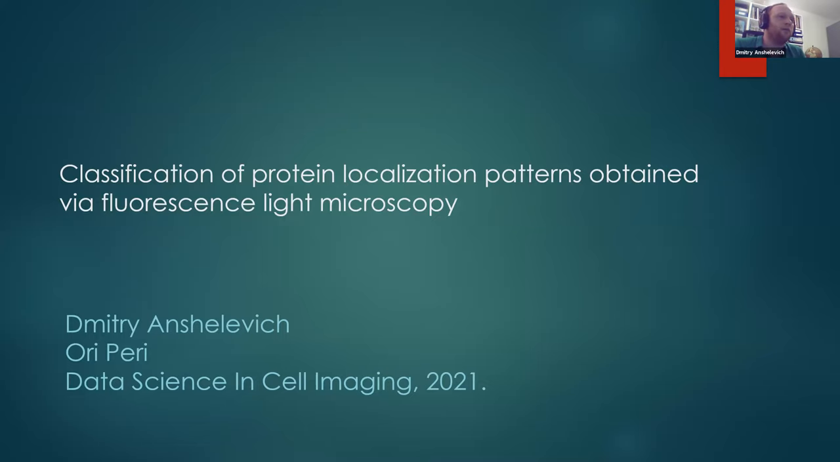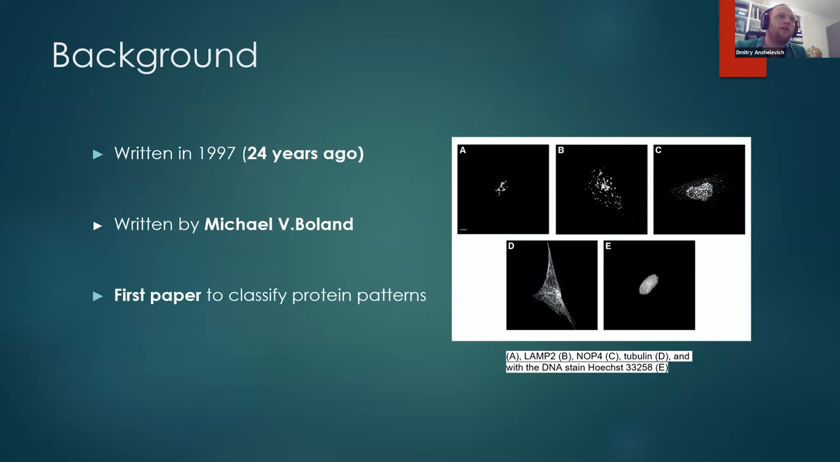Hi everyone, my name is Dmitry, and with me is Ori Perry, and we want to talk with you about an article called Classification of Protein Localization Patterns Obtained via Fluorescence Light Microscopy. Now, this article was written in 1997, 24 years ago, by Michael Boland, and it was a first paper to try to classify protein patterns. As you can see, it needed to classify 5 proteins, as you can see in this image.